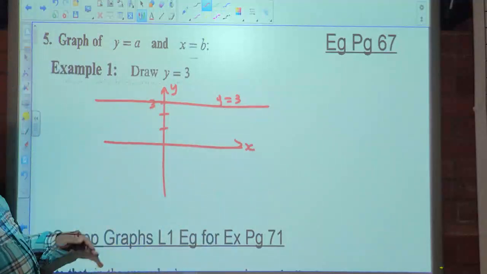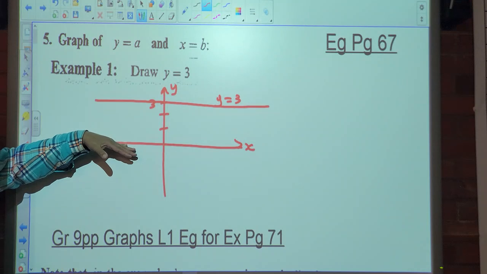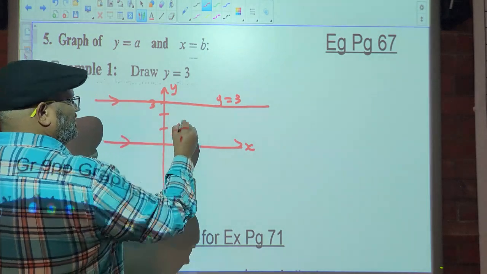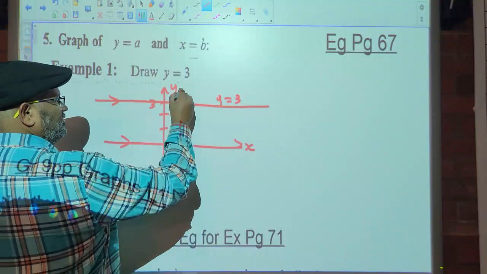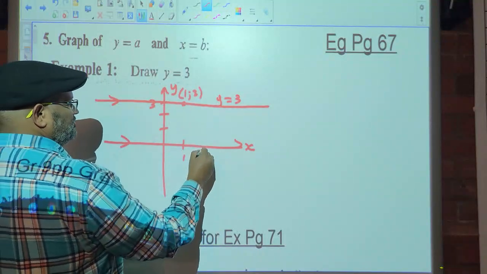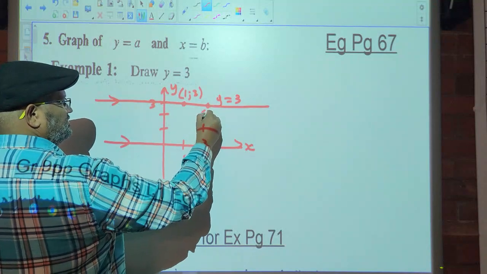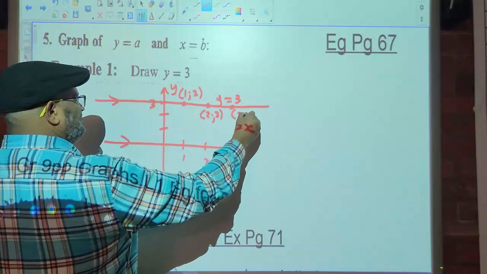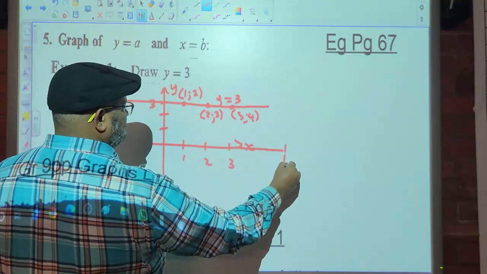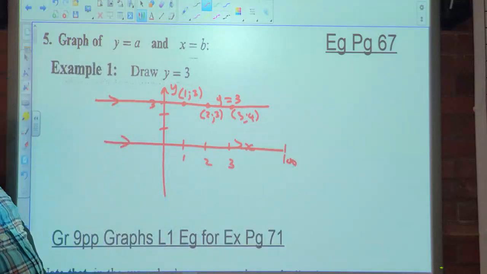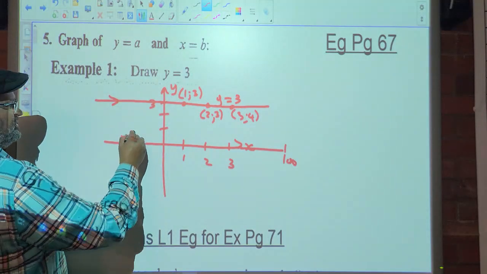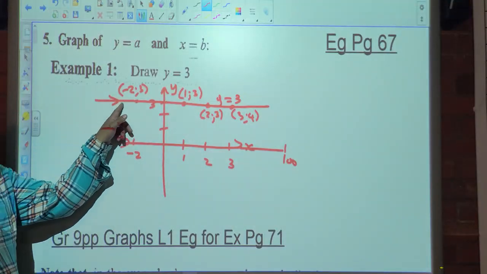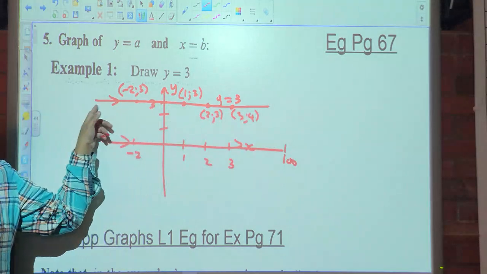You'll notice that it's parallel to your x-axis. Can you see that, people? So if I take this point on the graph, what would this be? 1 and 3. What would this point be? 2 and 3. What would that point be? 3 and 3. What would the point of 100 be? 100 and 3. What would minus 2 be? Minus 2 and 3. So what do you notice? Anywhere on this line, y will be 3.